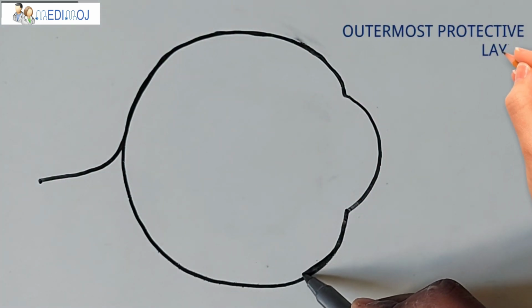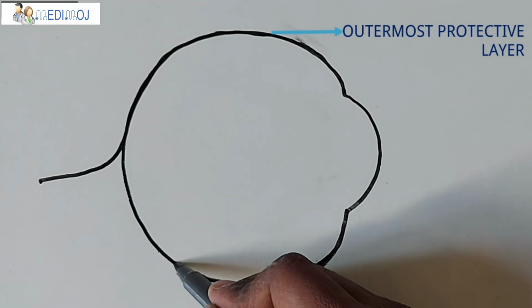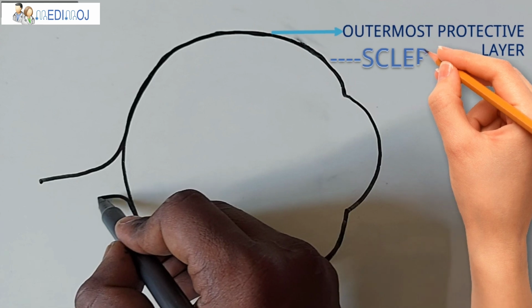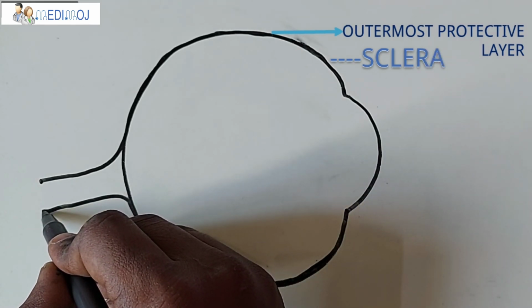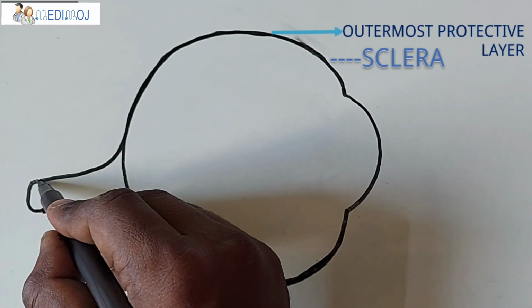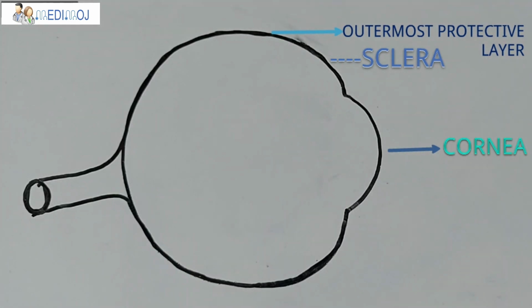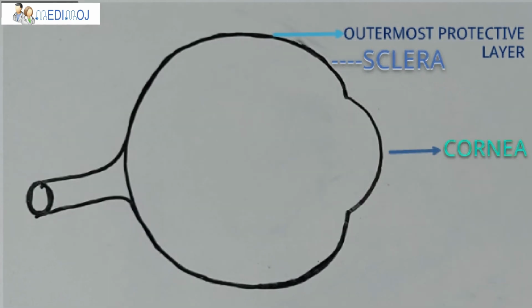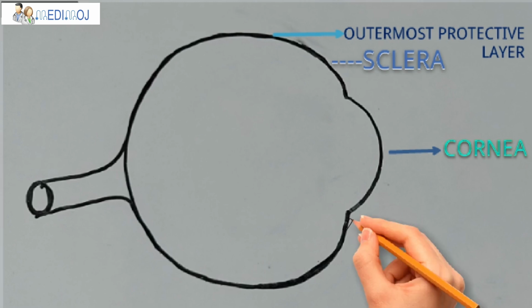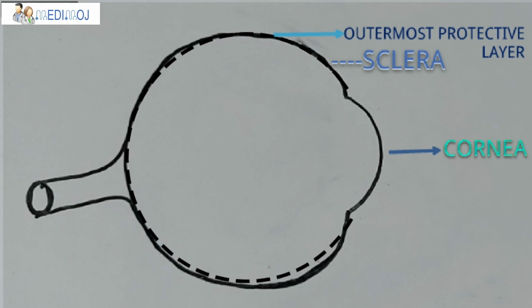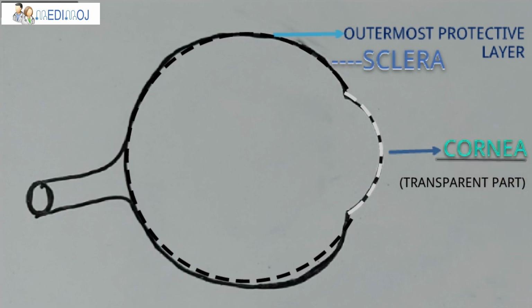The protective layer consists of two important structures. Number one is the sclera, the whitest part of the eyeball, and the second structure is the anterior most part of the outer layer. This is known as the cornea, which is basically transparent. It works to protect the eye from the outer side. You can see it is here to here. This is the sclera. It is a very tough membrane, and here to here, this is the transparent part of the outermost layer. It is known as the cornea.